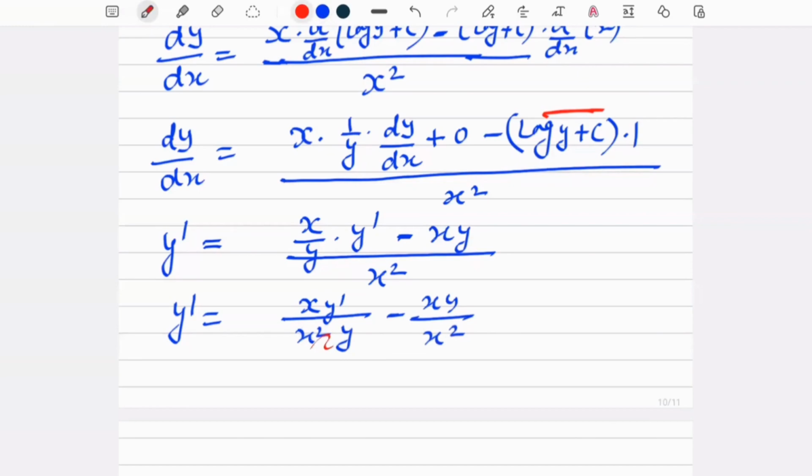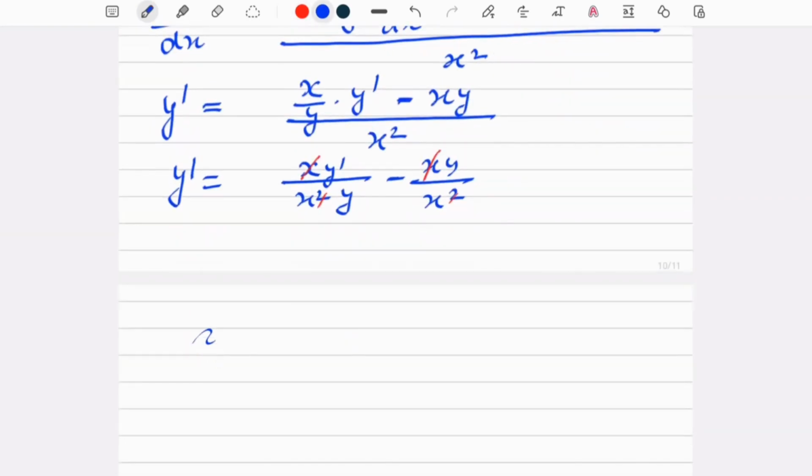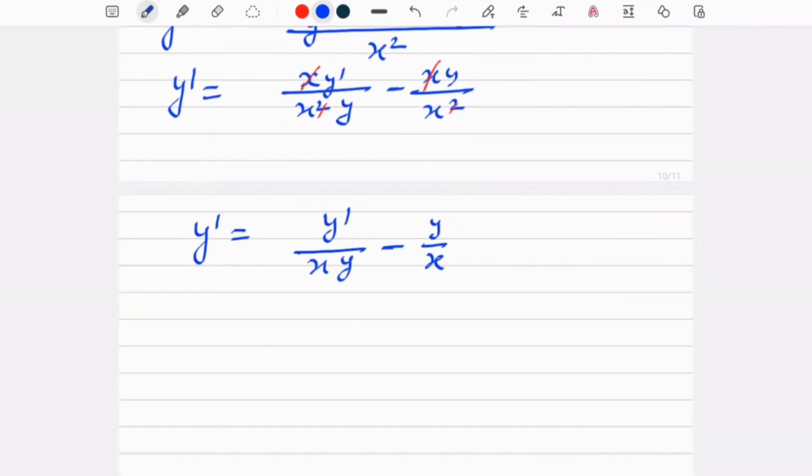So 1 power of x will get cancelled out, and we will have y dash equals y dash over xy minus y by x. Yes or no? Yes, sir. So separate y dash on one side and the remaining on the other side, so that we can have y dash separately. Just transfer it here, and this one is here. So it will be y by x equals y dash upon xy minus y dash. Is it clear?